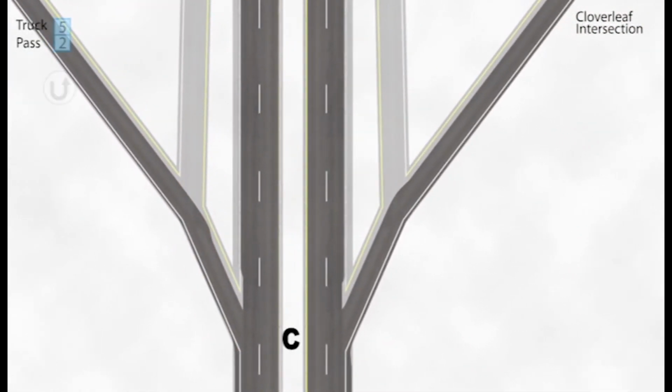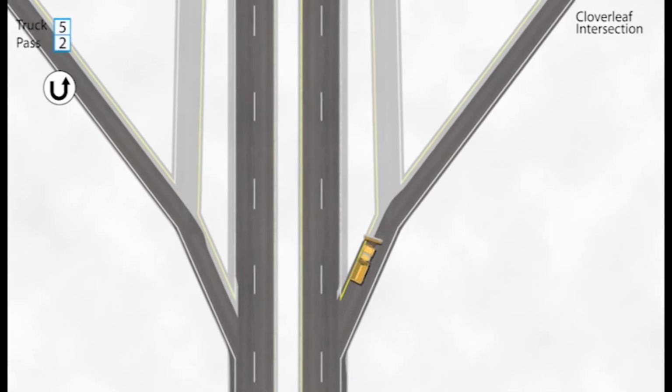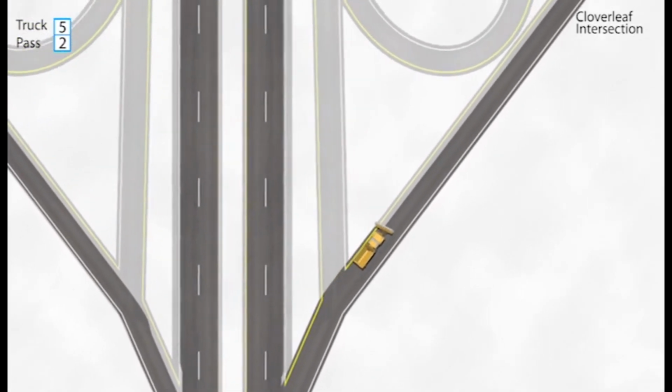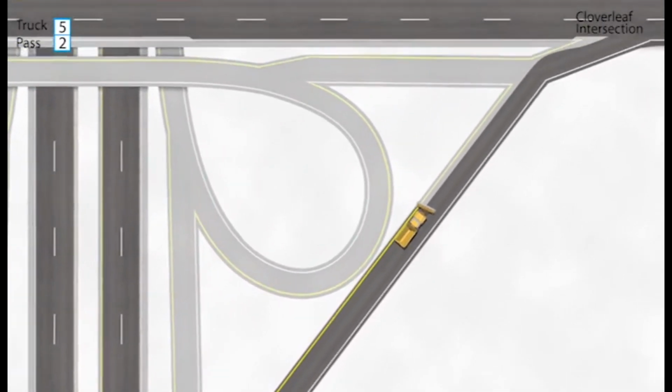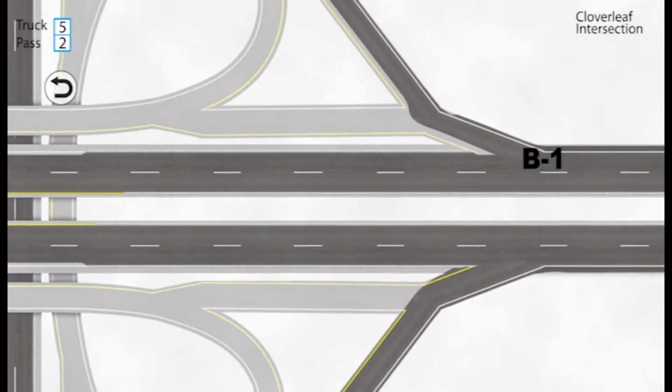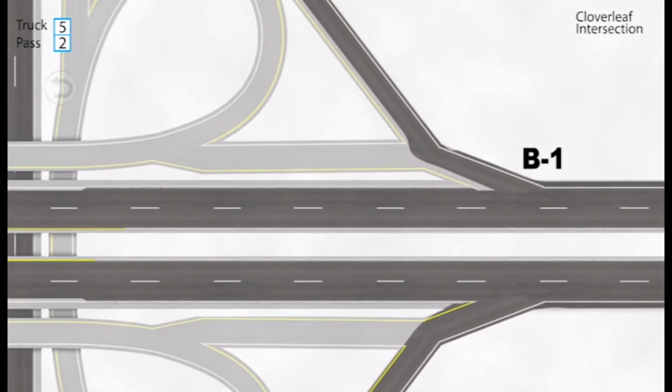At point C, southern, truck 5 turns around and exits at point C1 onto the outer ramp, keeping to the left and with front plow angled left to begin pass 5-2. At the end of the ramp, point C2, the truck merges onto the eastbound main road. At point B, eastern, the truck turns around and exits at point B1 onto the westbound collector-distributor ramp.